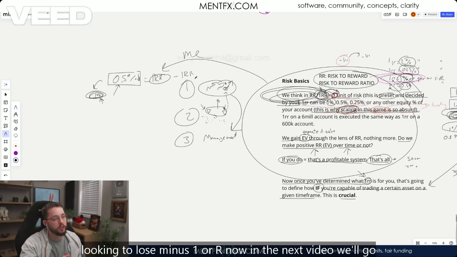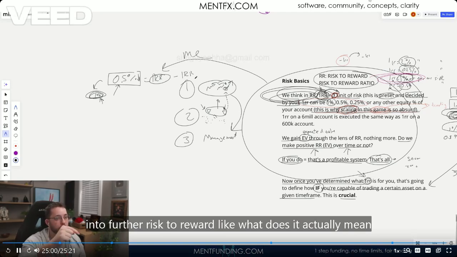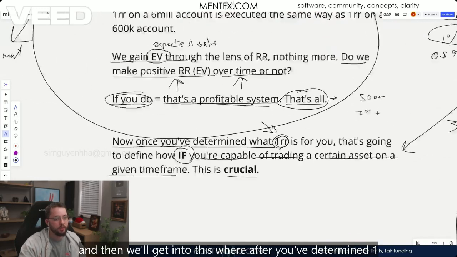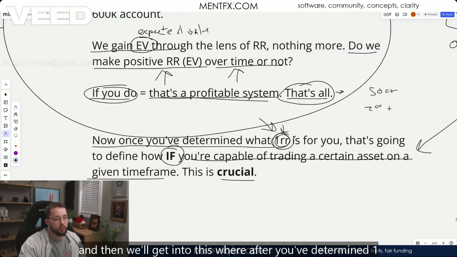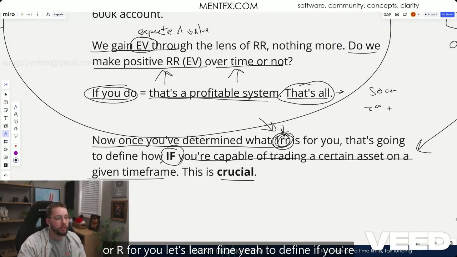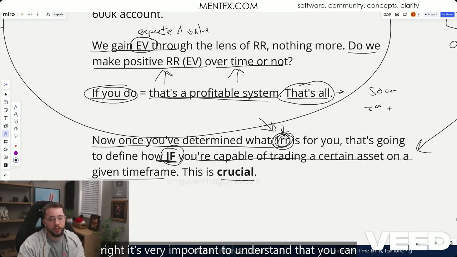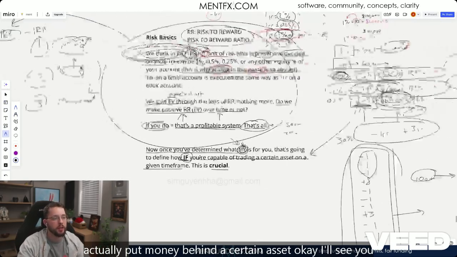Now, in the next video, we'll go into risk to reward, like what does it actually mean? And then after you've determined what 1RR is for you, let's learn to define if you're capable of trading a certain asset on a given time frame, right? Because it's very important to understand that you can actually put money behind a certain asset.